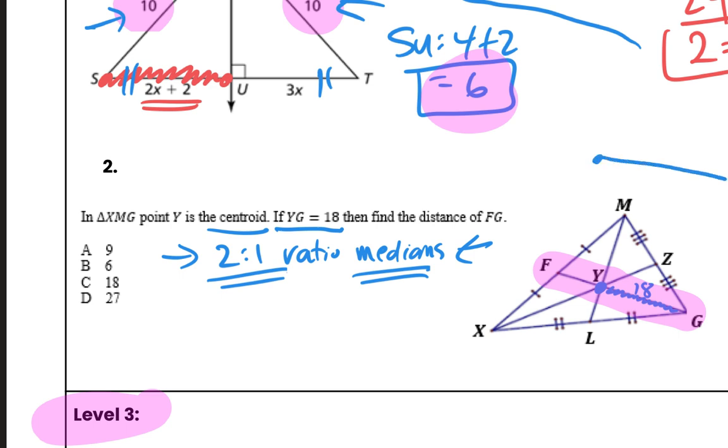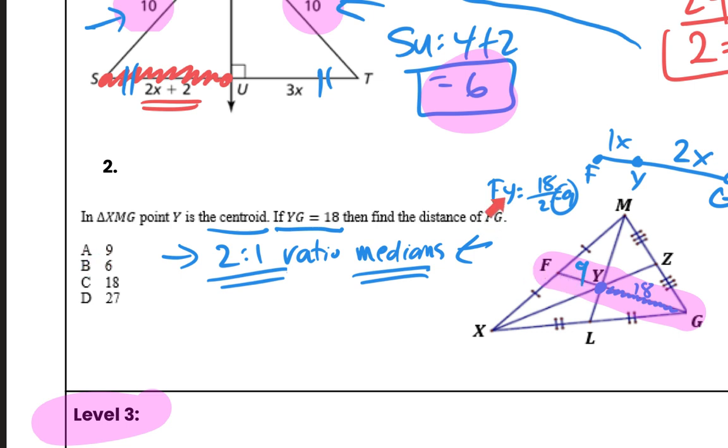if we had F, then we have Y, and we have G. This is a 2x to 1x ratio. That makes sense, this is 2-to-1. So if this is 18, 2-to-1 means this is half of whatever this is. So if this is 18, I would say FY is equal to 18 divided by 2, so that's equal to 9. So FG is 9.